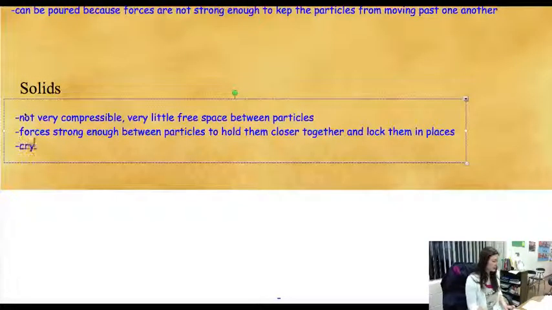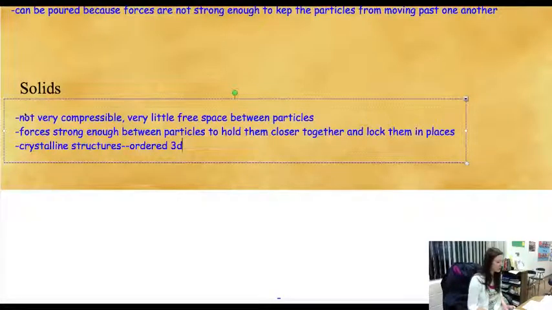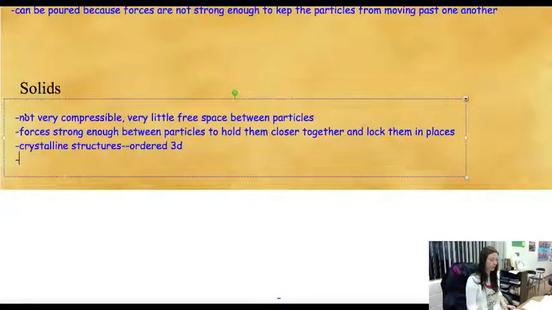Often solids are called crystalline structures, okay? These are the ordered 3D arrangements, and you have a picture there kind of right below to the right that has a crystalline solid. It's an orderly arrangement. They're fixed, okay? Again, these are where your particles don't move past one another, but they do vibrate in place.